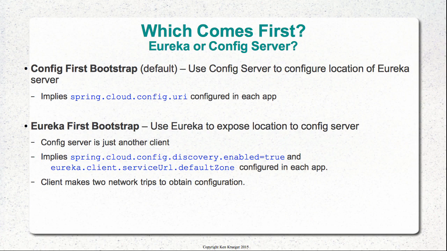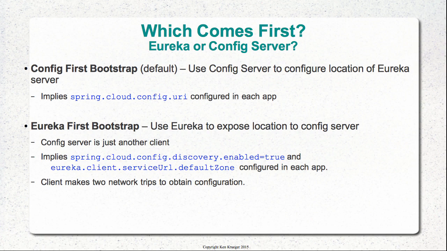Well, the default is what we call a config first bootstrap. So this means that if a client uses Spring Cloud Config and uses Spring Cloud Eureka, it will first bootstrap itself with the information from Spring Cloud Config. And that means we could use the config server to configure the location of the Eureka server. Now that, of course, implies that the Spring Cloud Config URI is configured in each application. This is the same URI that we learned about in the last module.